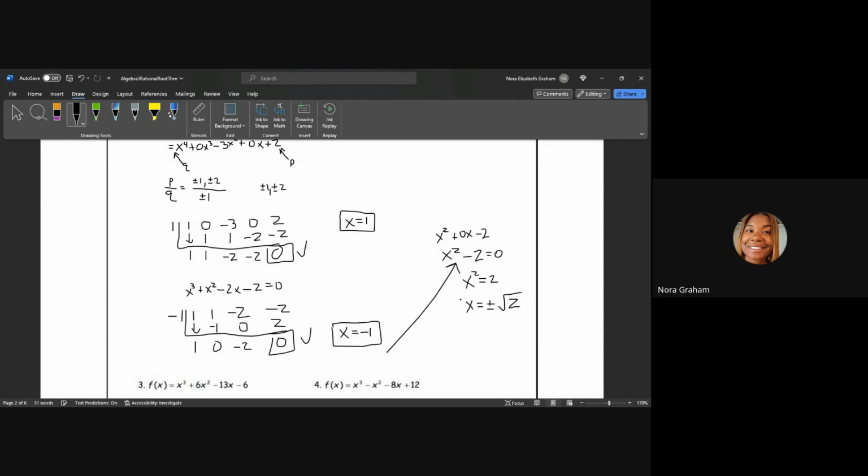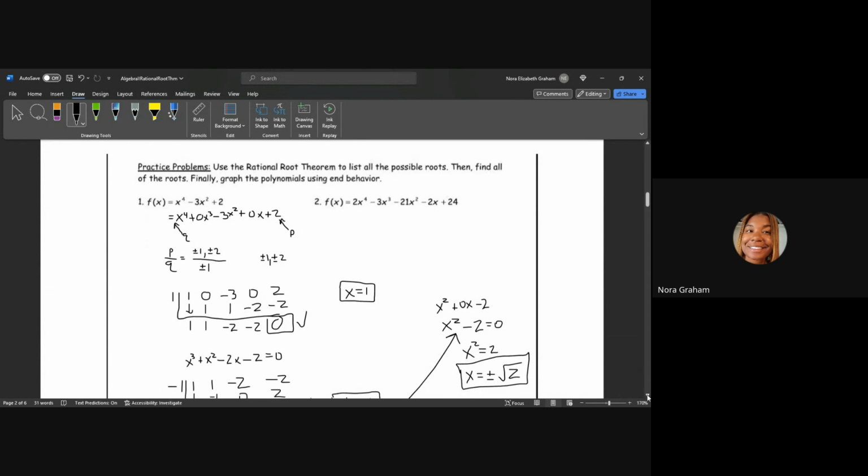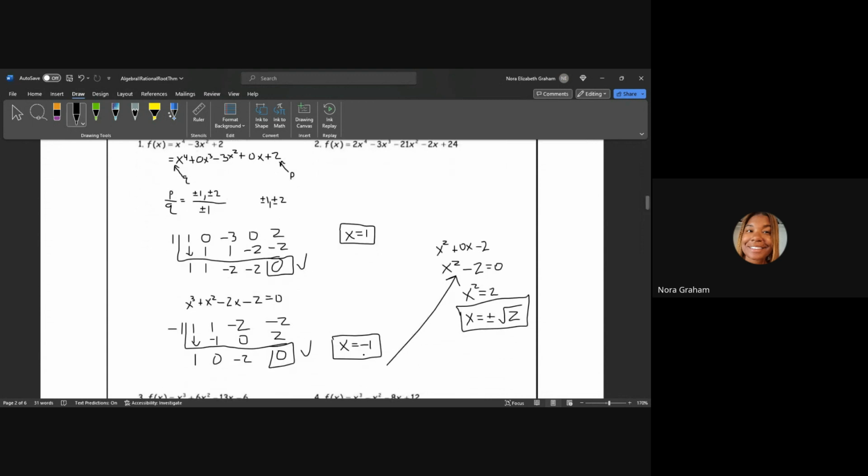Okay. All right. And so we can make sure we're right by saying our highest degree was 4. That means we're going to have 4 roots. Okay. We're going to have 4 times that our polynomial hits our x-axis. So it hits our x-axis at 1. It hits our x-axis at -1. And it also hits our x-axis at positive square root of 2 and negative square root of 2.